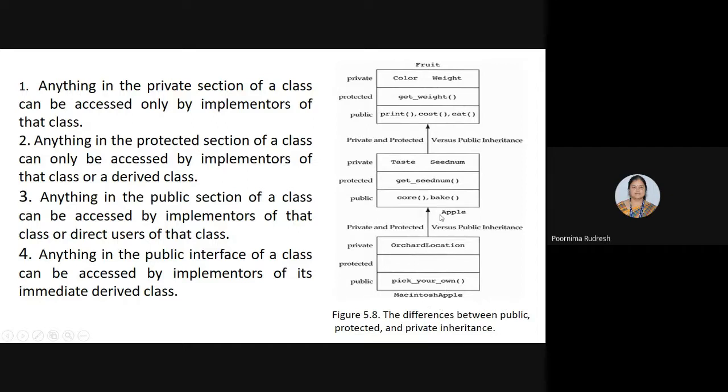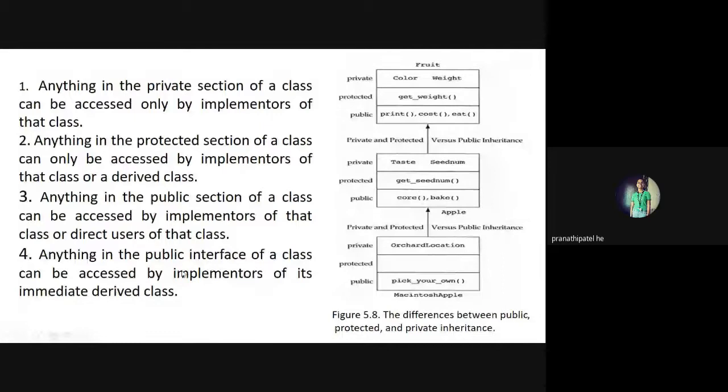Because see here, the get seed number is declared in the protected area, and the implementers of that class can access it. Similarly, the derived class of apple class, Macintosh apple, is the derived class of apple class. Hence, whatever is declared in the protected section is accessed by the implementers of apple class as well as the implementers of Macintosh class. Understood now? Understood the second point?